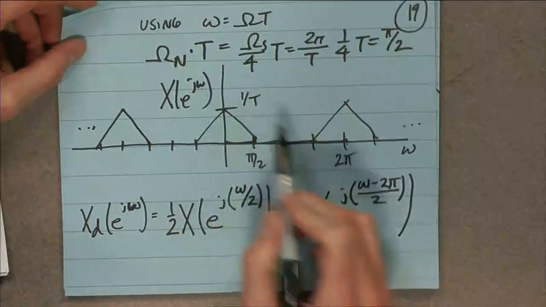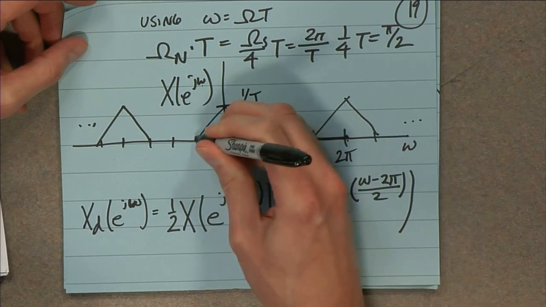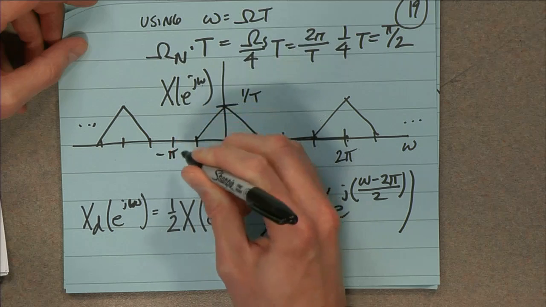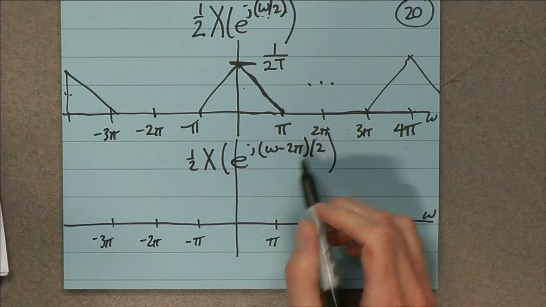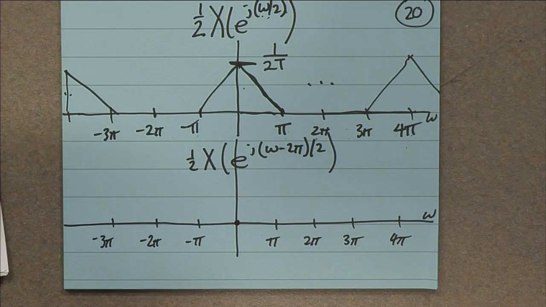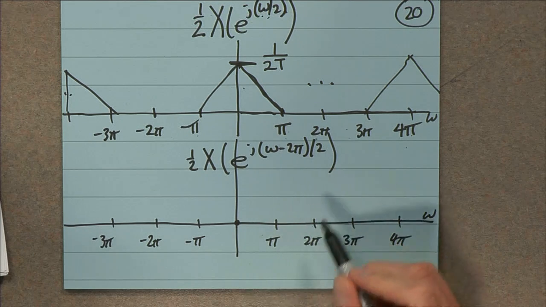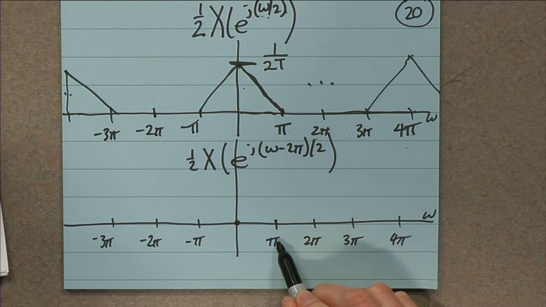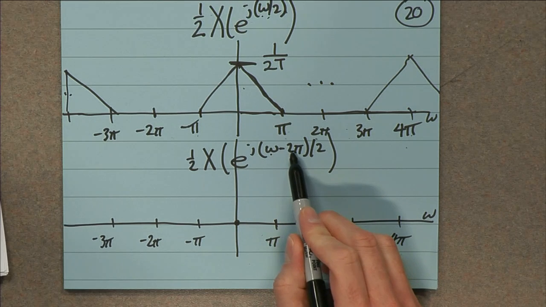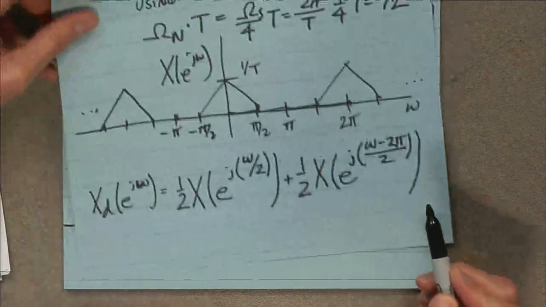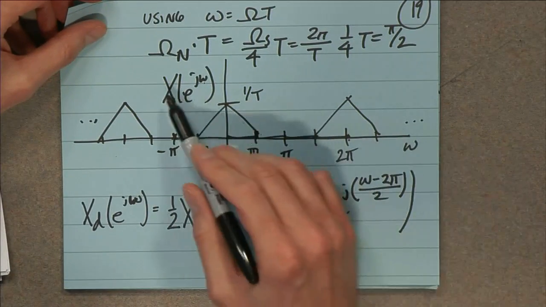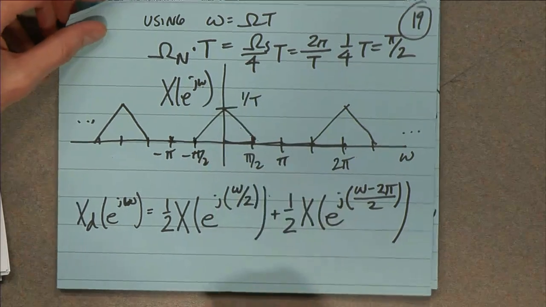So you could go back up here and look and say, okay, I've got pi, minus pi over 2, minus pi. That is 0 at minus pi. Well, how did I get that? I got it by applying omega equals 0. So there's a point. Let's do another one. Omega equals pi. So pi minus 2 pi is negative pi, divided by 2 is negative pi over 2. Let's go back up here to our handy plot. X(e^j(minus pi over 2)), that's also 0.